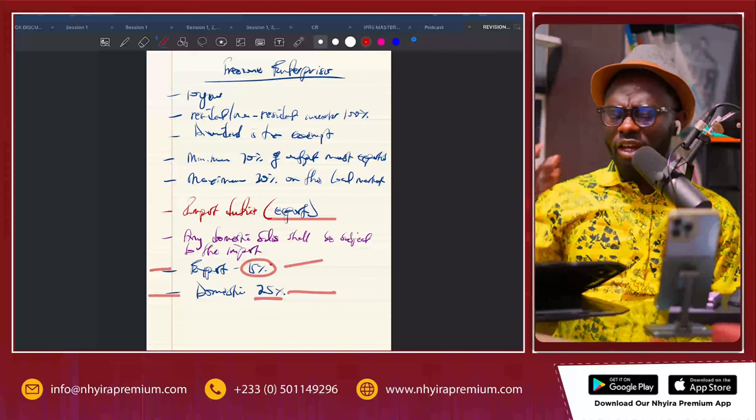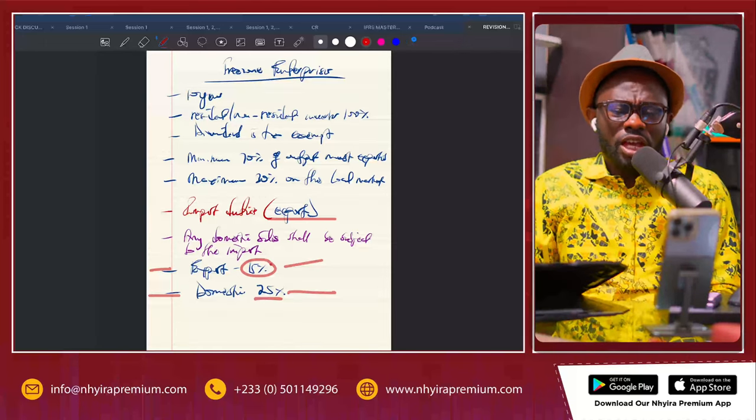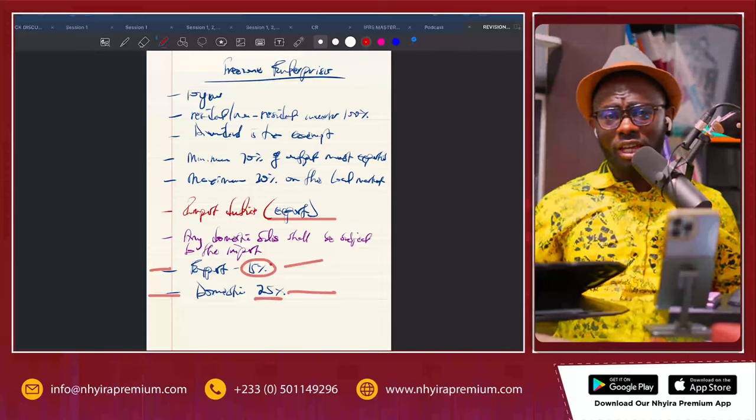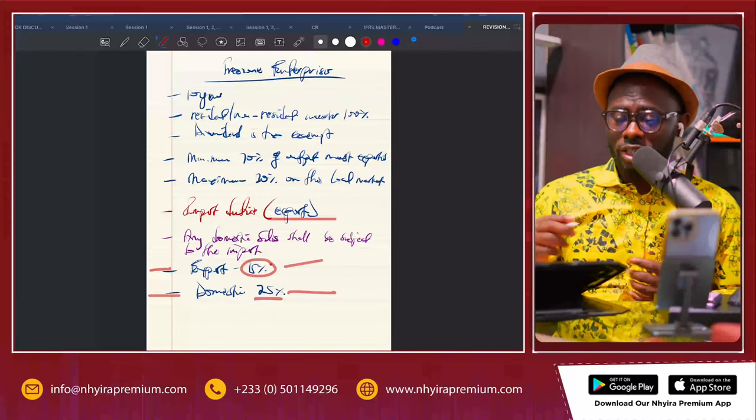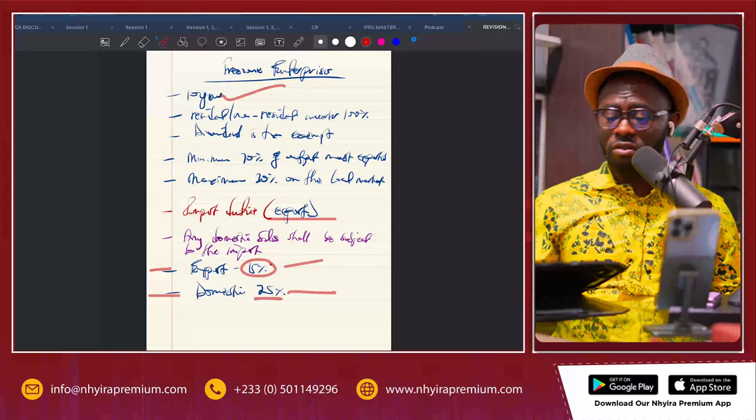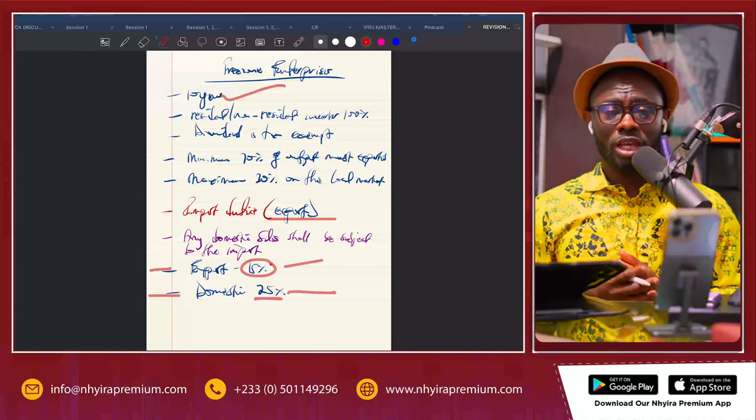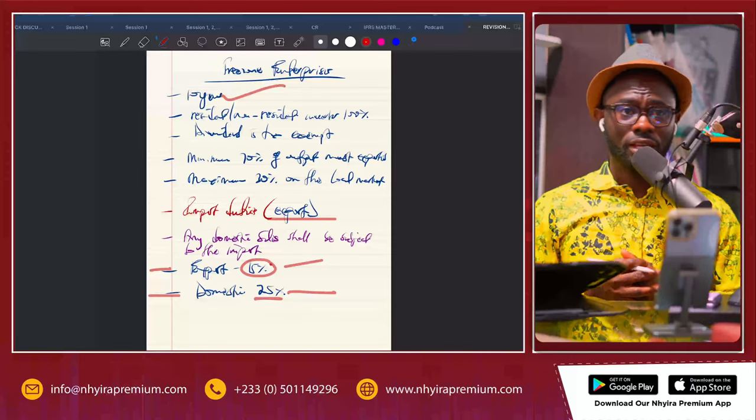Remember that very well. And always when the question is given, we are going to be assuming that it is after the concessory period. In other words, they have exhausted the concessory period. And so that is why we're going to be applying whatever tax they are supposed to pay on them.